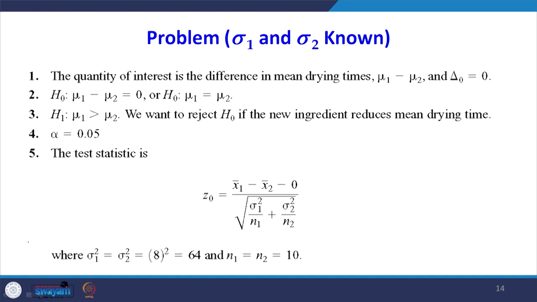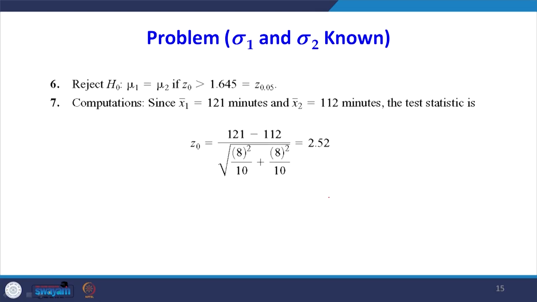Test statistic is x1 bar minus x2 bar minus mu 1 minus mu 2, that is 0, over root of sigma 1 square by n1 plus sigma 2 square by n2. Standard deviation is given 8, so the variance is 64. The sample size n1, n2 equal to 10. When you supply sigma 1 square, sigma 2 square, n1 and n2 in this formula, the rejection rule is: if mu 1 equal to mu 2, that is the null hypothesis, reject H naught if the test statistic is greater than 1.645. How did we get this 1.645?